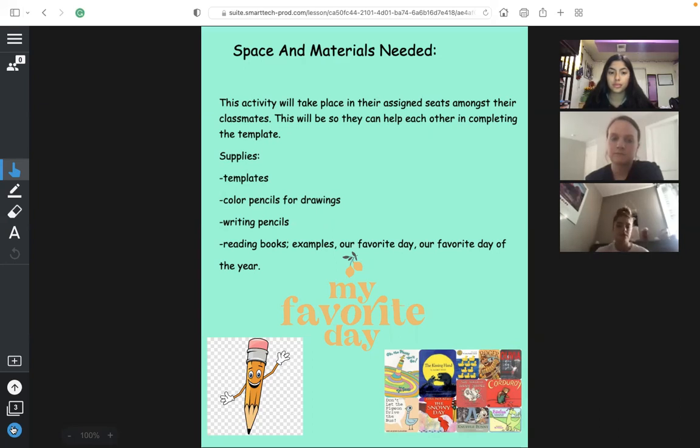A writing utensil, and then we're also going to either provide the children a book and do this as a whole class activity with one book in mind, or let the children pick out their own book from the school library and have them draw out the beginning, middle, and end template with their favorite book as well.